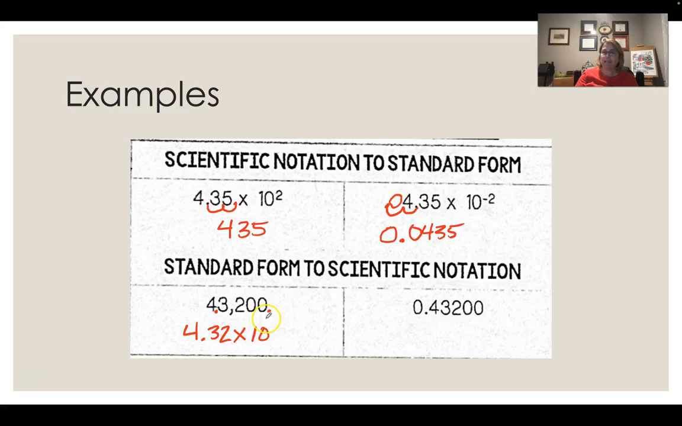So the question is, how many times did we actually move the decimal? I went 1, 2, 3, 4. That tells me that my exponent is 4.